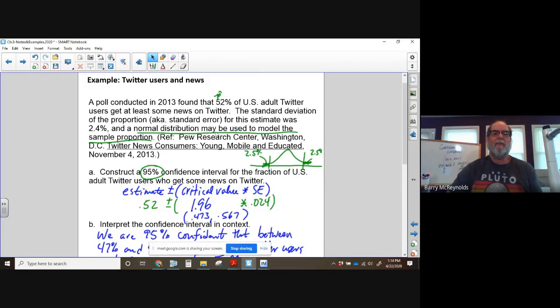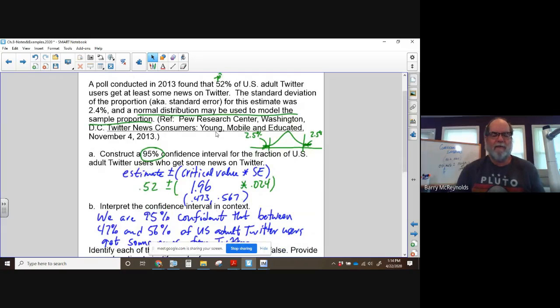So we conducted a single poll in 2013. So this is a one sample test. All we have is one data set from one particular poll. And we found that 52% of US adult Twitter users get some of their news from Twitter. The standard deviation of the proportion, in other words, the standard error, was 2.4%. And we may assume a normal distribution to model the sample proportion.